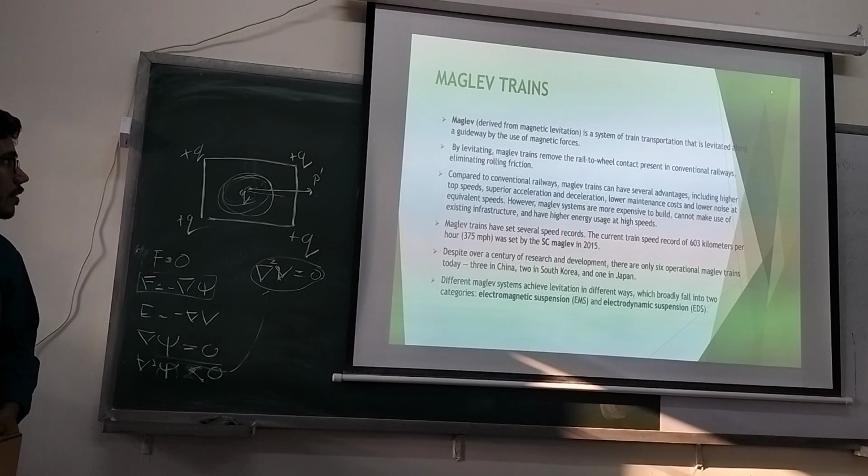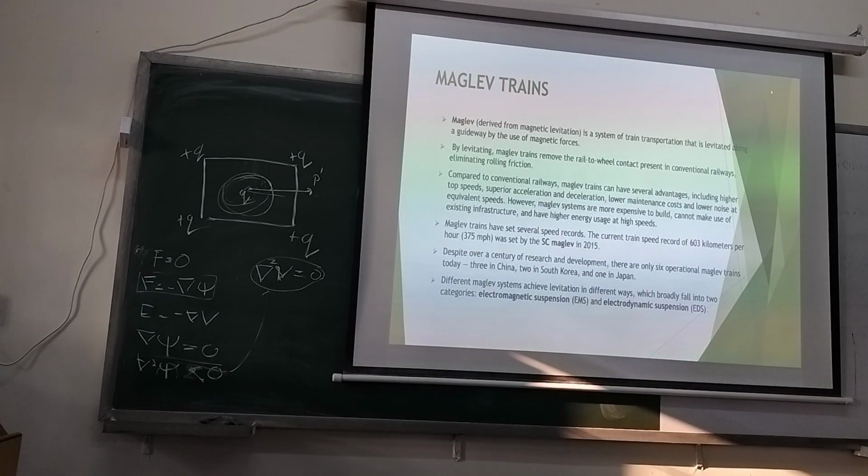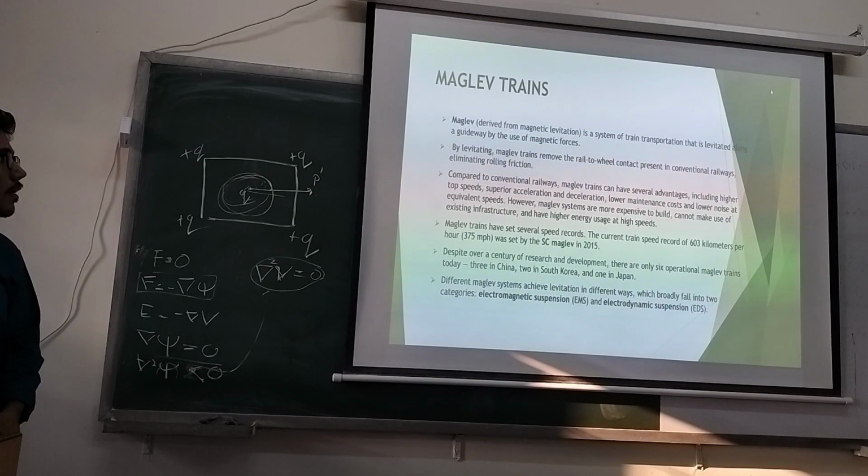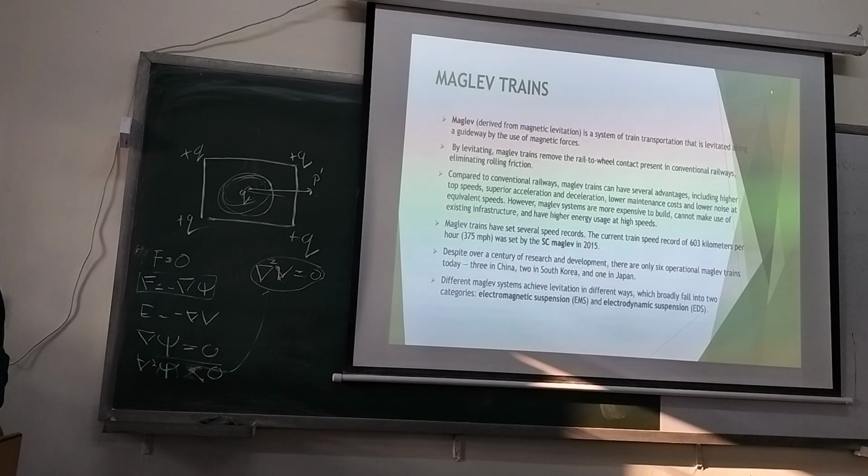So now maglev trains. Maglev, derived from magnetic levitation, is a system of train transportation that is levitated along a guideway by the use of magnetic forces. By levitating, maglev trains remove the rail-to-wheel contact present in conventional railways, eliminating rolling friction. So this is the most important advantage of any maglev technology. We are levitating it, so we are eliminating all kinds of contact forces, right? Compared to conventional railways, maglev trains can have several advantages including higher top speed, superior acceleration and deceleration, lower maintenance cost, and lower noise at equivalent speed.